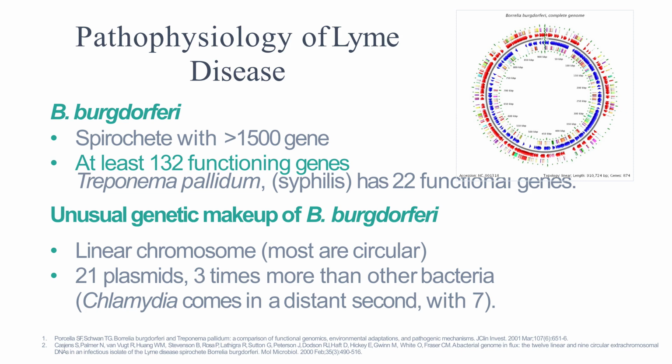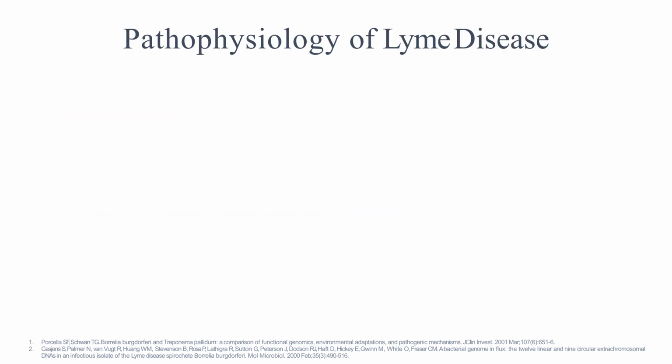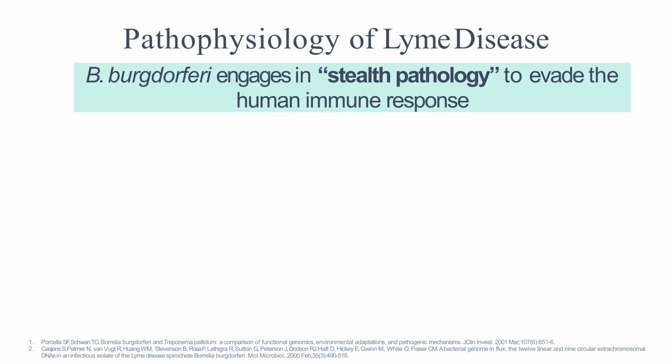So now you've got something with a lot of sophistication from a genetic point of view, and this is half the reason why it has the ability to create so much dysfunction in the immune system, because it has this level of intelligence. So it has this unusual genetic makeup where they say it's not circular, but it's linear. And they have 21 plasmids, which is 3 times more than any other bacteria. So it really is something quite unique, quite different. And we've got to bear that in mind when we start having a look at this pathophysiology of Lyme disease.